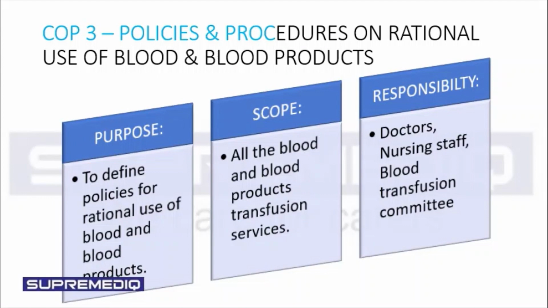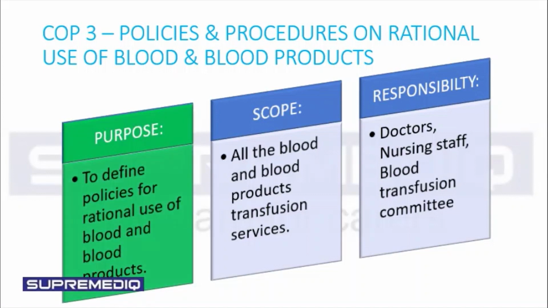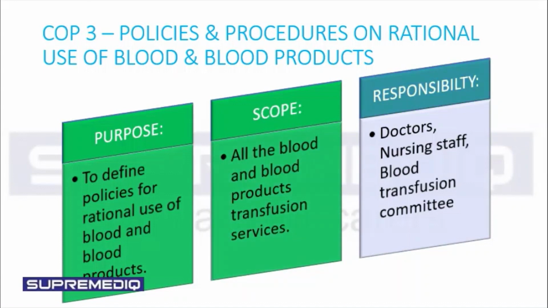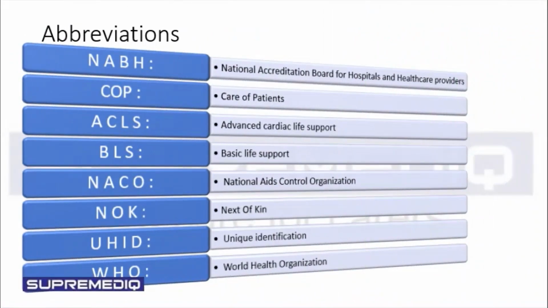COP policies and procedures on rational use of blood and blood products. Purpose: to define policies for rational use of blood and blood products. Scope: all the blood and blood products transfusion services. Responsibility: doctors, nursing staff, blood transfusion committee.